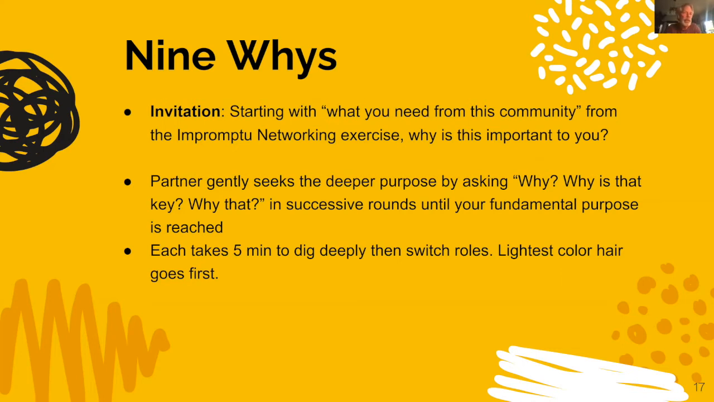So this liberating structure is called 9 Whys. We're starting the invitation here. Remember, every liberating structure starts with an invitation. Starting with what you got in Impromptu Networking about what you need from this community. Why is that important to you? And the trick in this breakout, it's going to be 5 minutes each, is you're basically answering that question: why is this important to you? What do you need from this community?